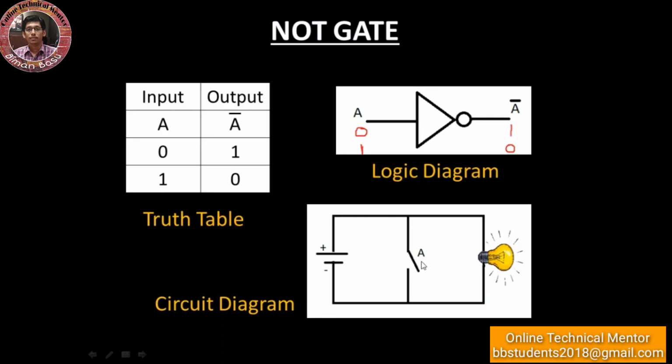Now, if the switch is in the closed state, that is, in the 1 state, then the current will follow the short circuit and will not pass through the light, and the light will remain in the off state. That means it is in the 0 state.